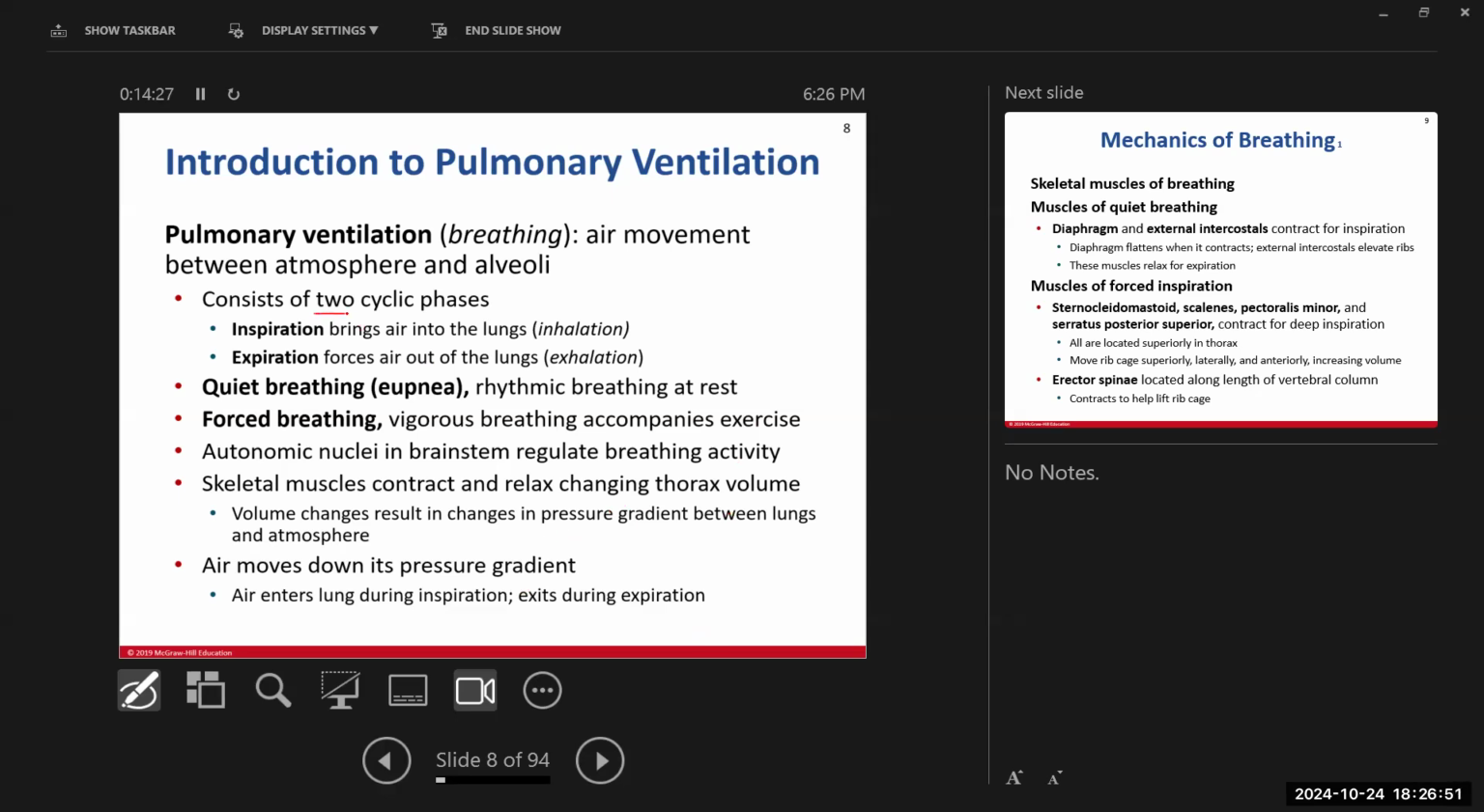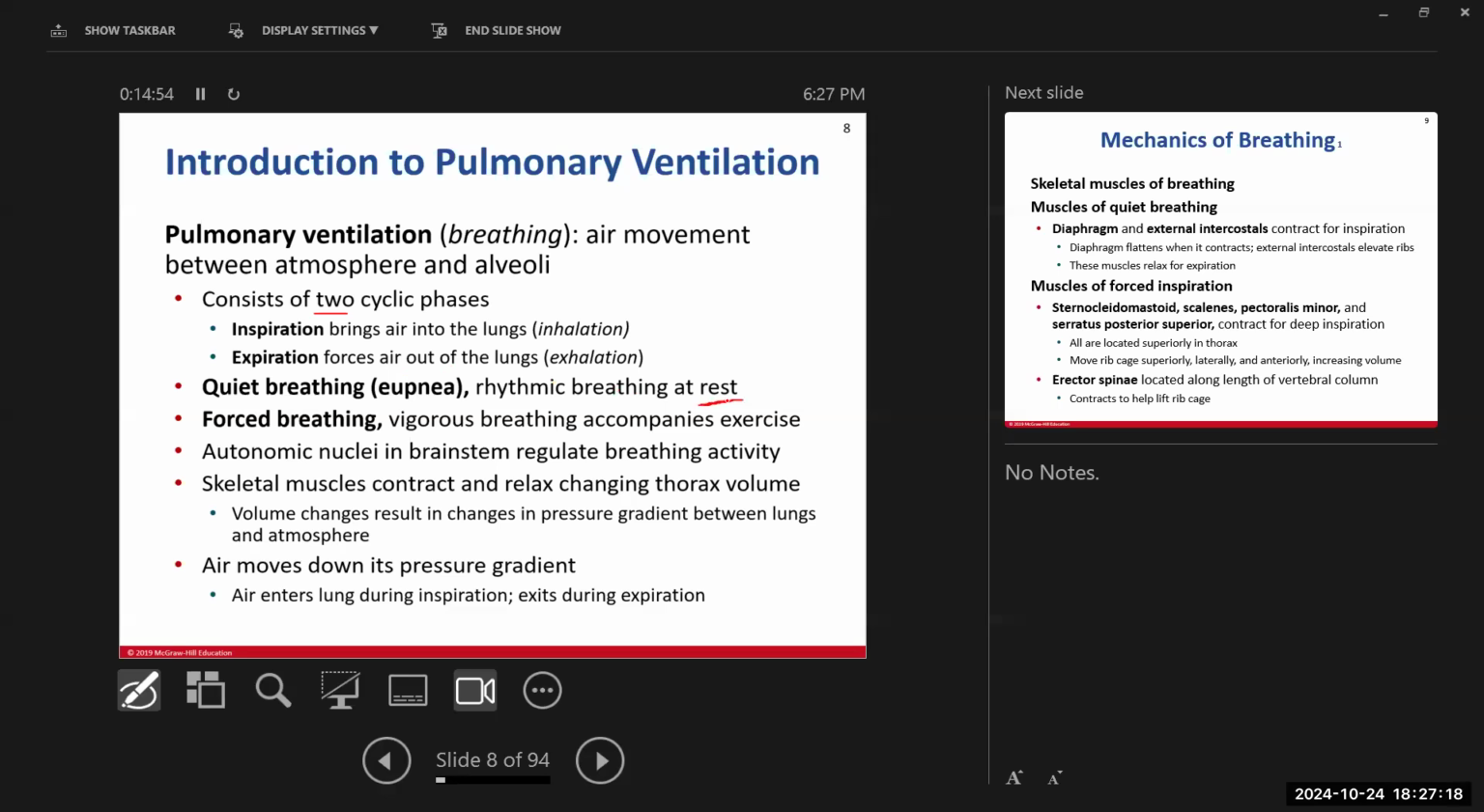Inhalation, which is what we call inspiration. And so that's going to bring air into our lungs. And then exhalation, which is expiration, which means we're going to move air out of our lungs. So every single one of us in this room is engaged in what we call eupnic or eupnea, normal, quiet breathing. Every single one of us. So this is what's going on here. We're just breathing regularly. Okay, so keep that in mind.